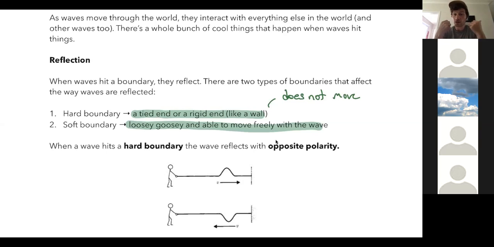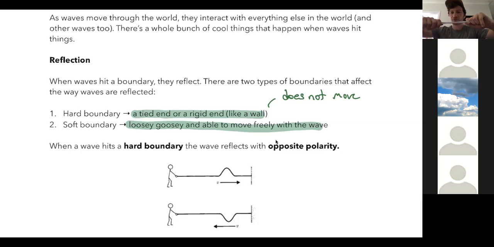So we're going to look at reflection first, okay? Because if something hits a wall, then it is going to reflect back. If you throw a ball at the wall, that ball is going to bounce back, okay? Now, a hard boundary makes sense because a hard boundary is a tied end, but soft boundaries, yeah, they're weird. It's like, well, what's the point? But what can happen, and I should have grabbed another piece of string. I don't have one. But let's just say I'm going to fake this, okay?